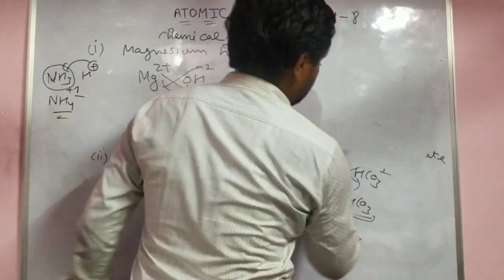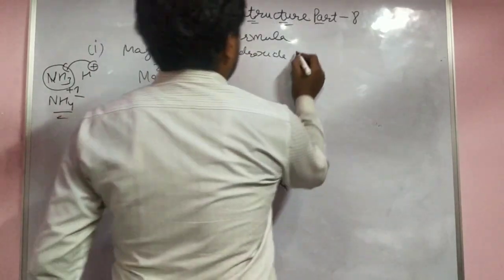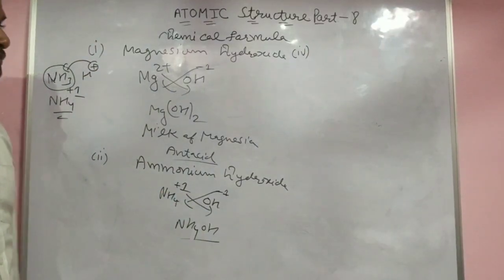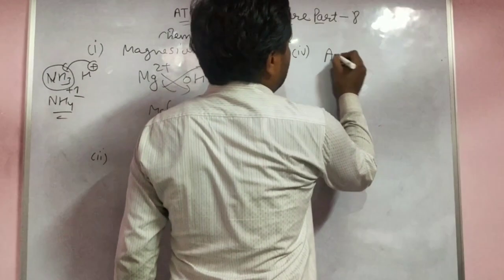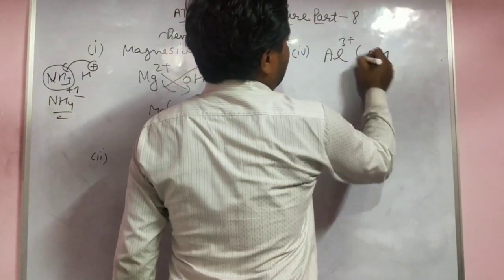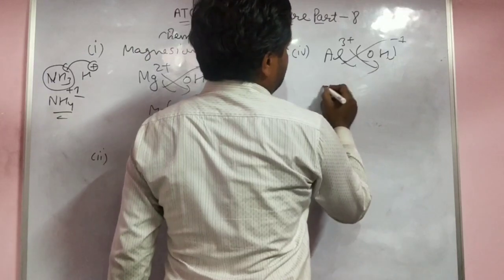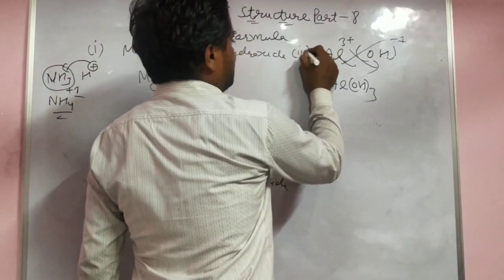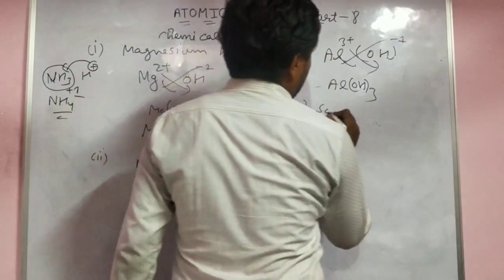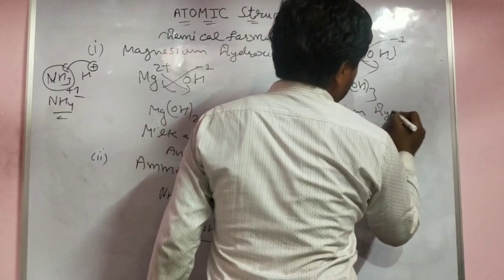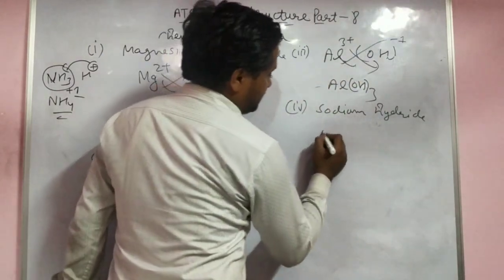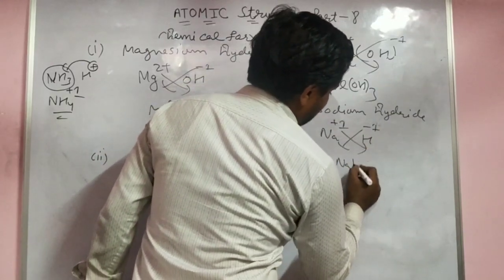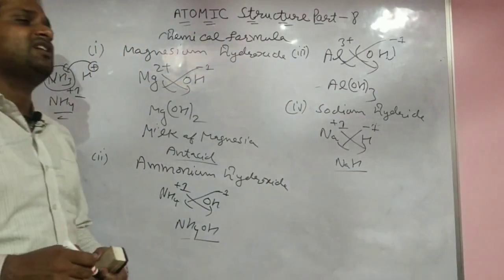For hydrogen, hydride. Another hydroxide, aluminium hydroxide, Al(OH)3. Aluminium 3 positive, hydroxide 1 negative, so that is Al(OH)3. The fourth one, sodium hydride. Na 1 positive, and for the metal, hydrogen becomes the negative ion. Yes, NaH. A lot of other compounds are there.